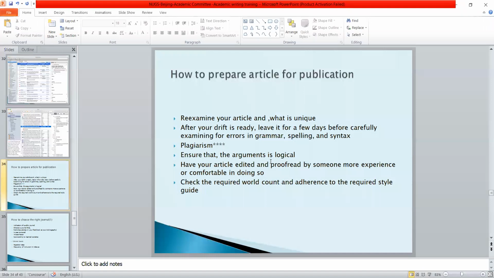Now, we have finished our paper. Now, how do you prepare your paper for publication? Let's look at the last aspect. I think this is the last aspect of our presentation: how to prepare your article for publication. Re-examine your article. Is it unique? After your draft is ready, leave it for a few days. Don't be in a hurry. When you write, you must leave it for a few days and revisit it.